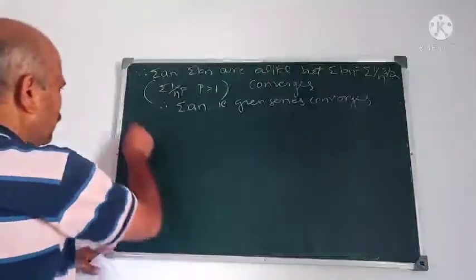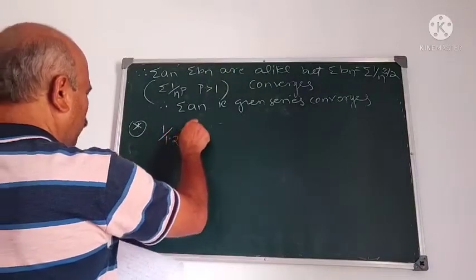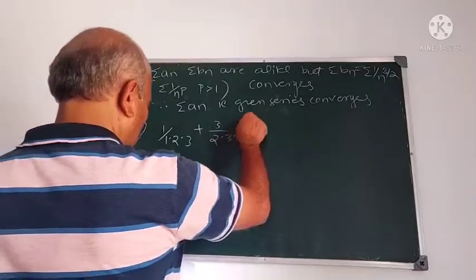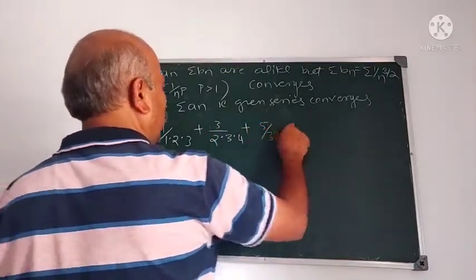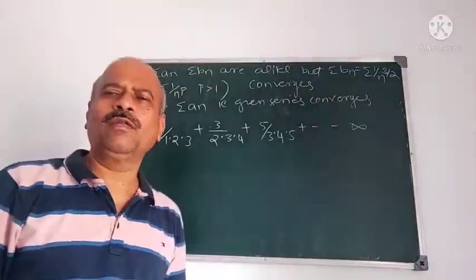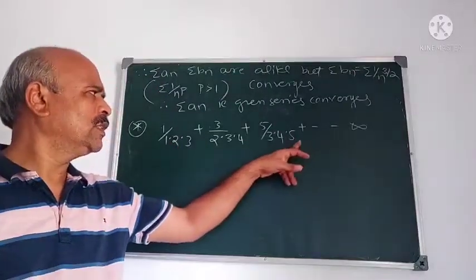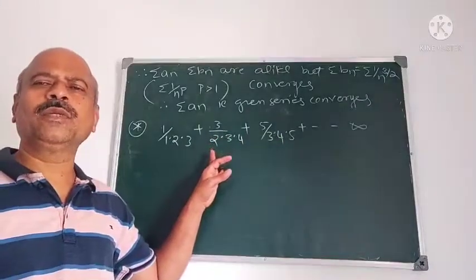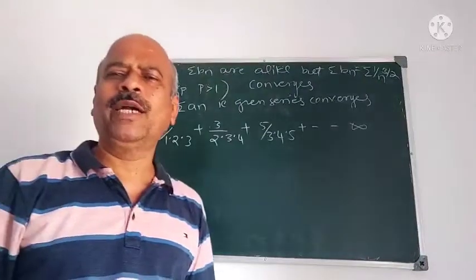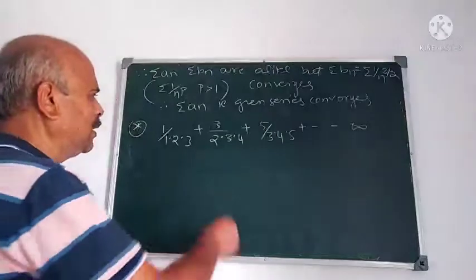Next problem is discuss the convergence of 1 upon 1 into 2 into 3, plus 3 by 2 into 3 into 4, plus 5 by 3 into 4 into 5, plus so on to infinity. Discuss the convergence of this series. Here the terms of the given series are given. Therefore, the nth term you have to find out by generalizing or using any formula. First thing is therefore to find the nth term.